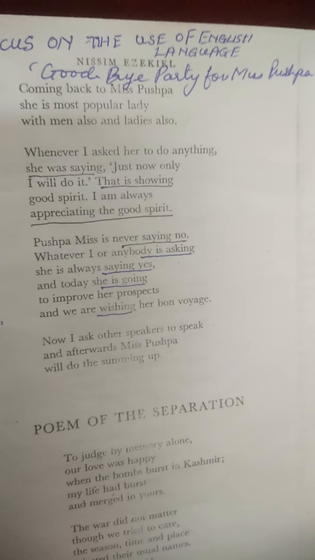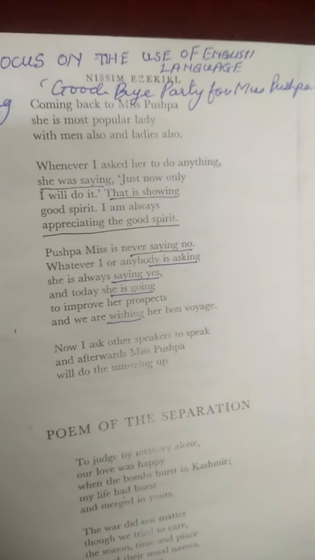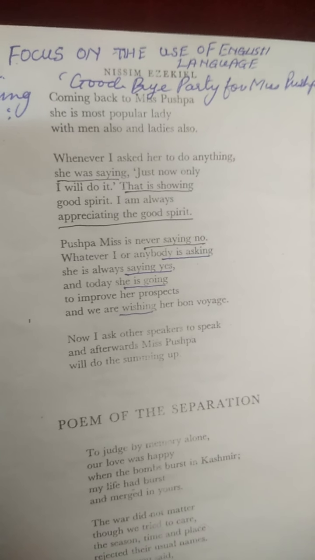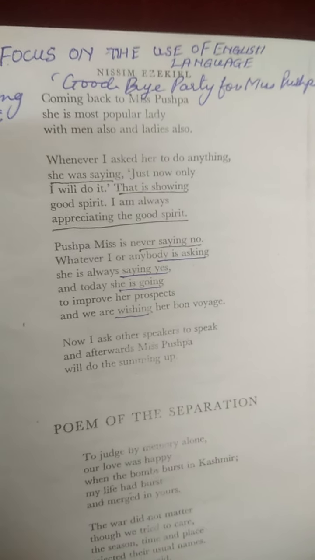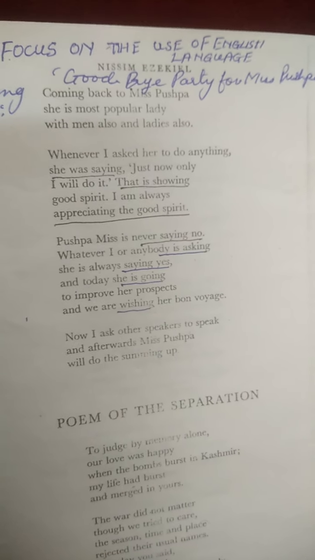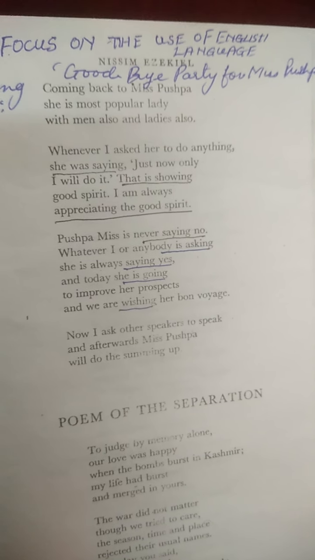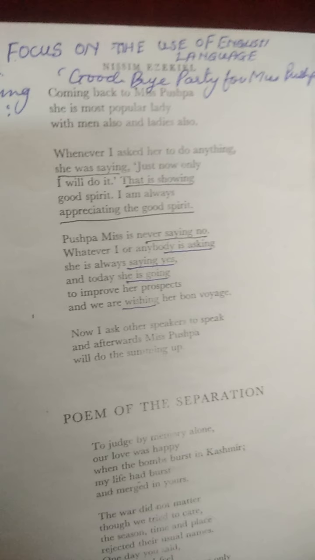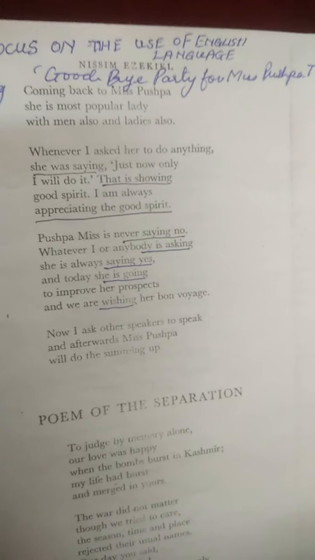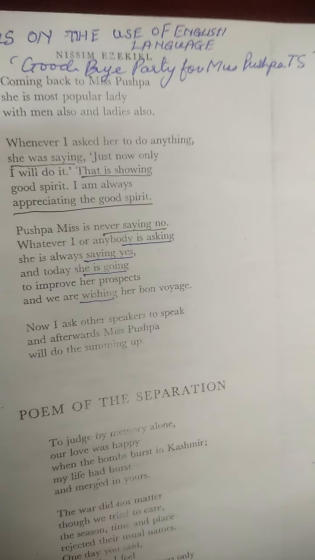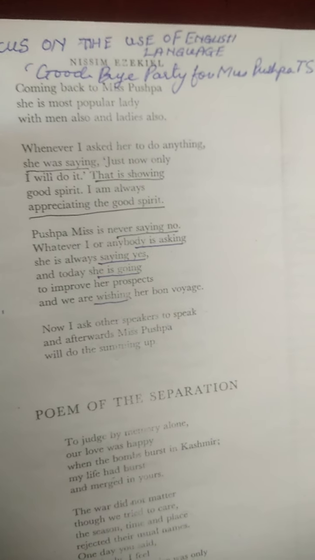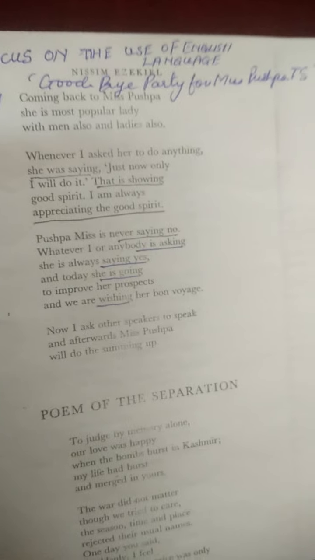So it must be clear to you. Now, I would like to discuss two important points today. First, Nissim Ezekiel poetizes ordinary situations, ordinary people, ordinary creatures, and even ordinary human relationships. And it is this purpose that makes his poems peculiar and unique in the whole range of Indian English poetry. So this must be clear to you.